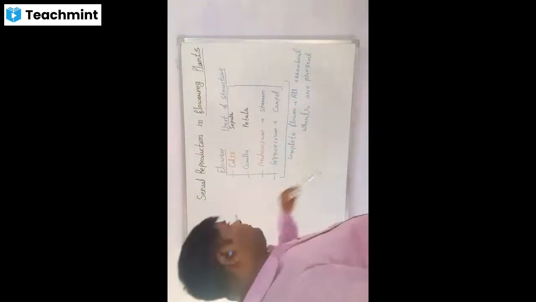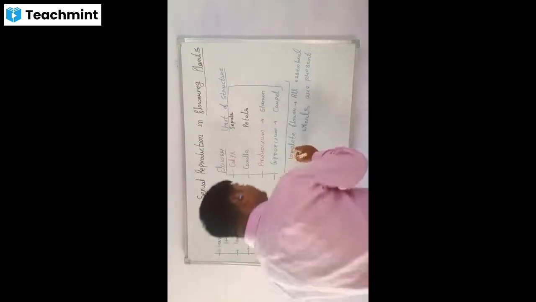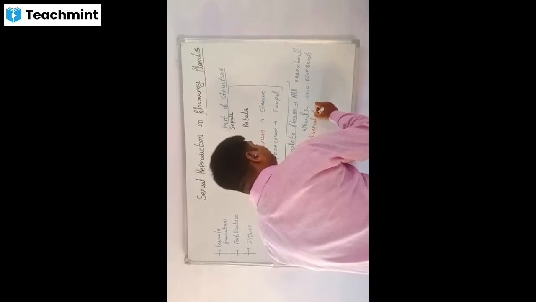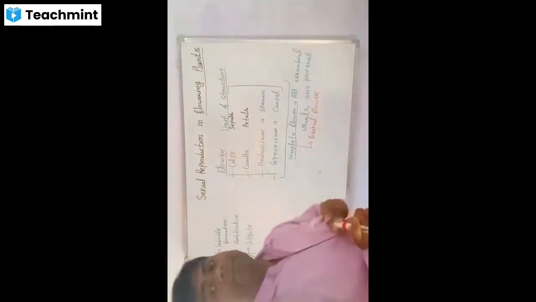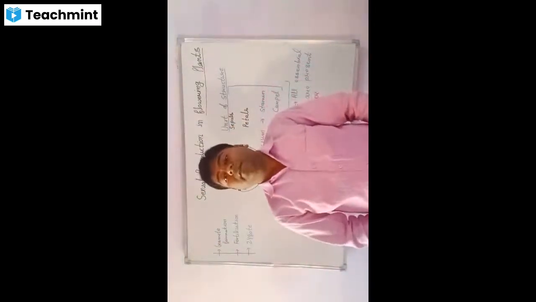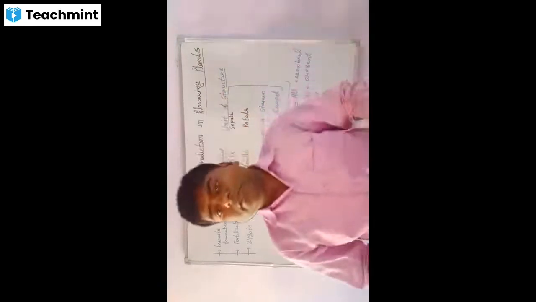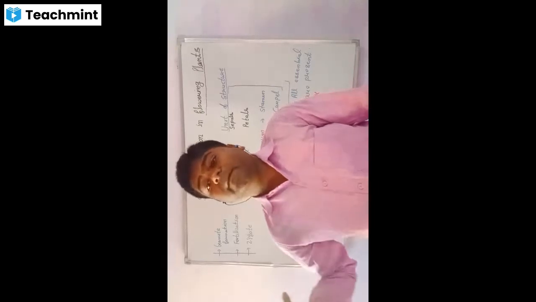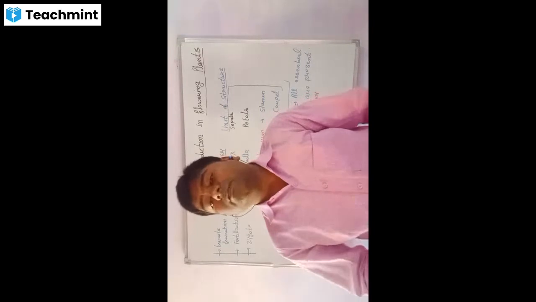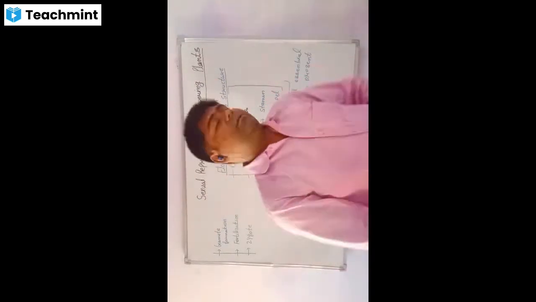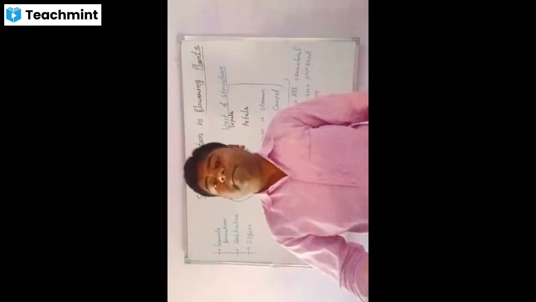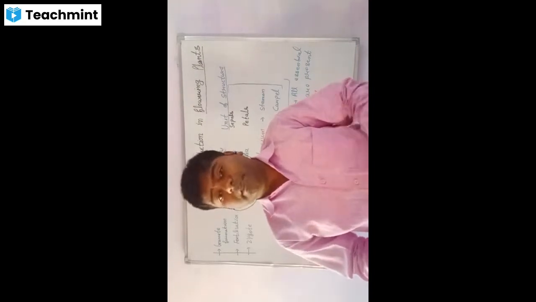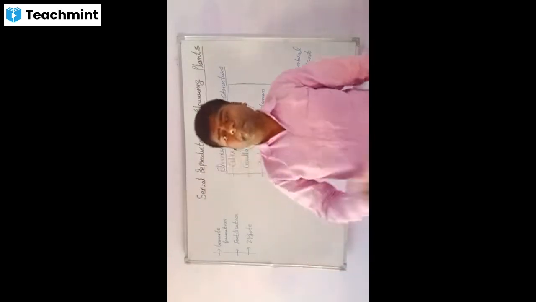When we talk about the complete flower definition, we are talking about a bisexual flower. In a bisexual flower, both male and female parts are present. But in a unisexual flower, either male or female parts are present. Such flowers we call incomplete, meaning they do not have all parts. Incomplete means that out of the four, if any one is absent, we have an incomplete flower. I hope you have understood this.